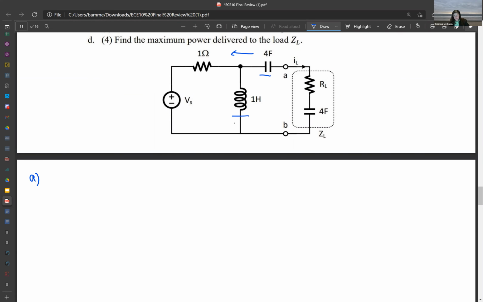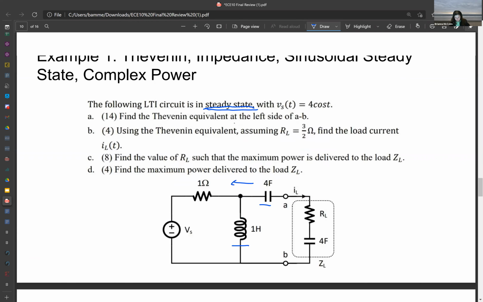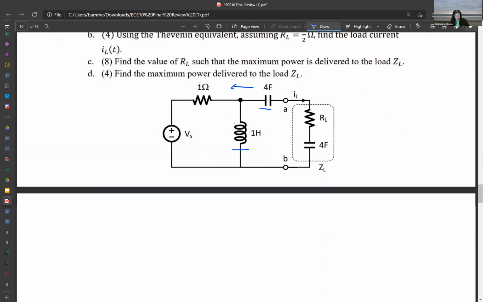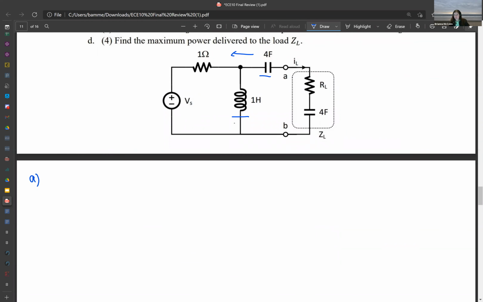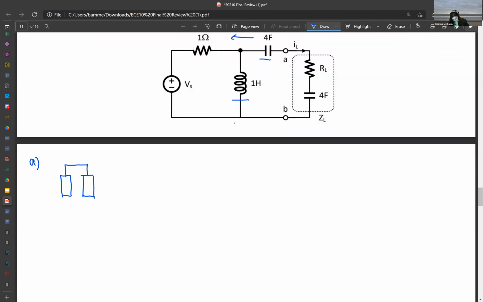So let's redraw our circuit in terms of the sinusoidal steady state. For VS, we're going to ignore it for this part, because when you typically find the Thevenin equivalent, you're not counting on the voltage sources in the beginning. So let's redraw our circuit, and I'm using boxes to represent the impedances.